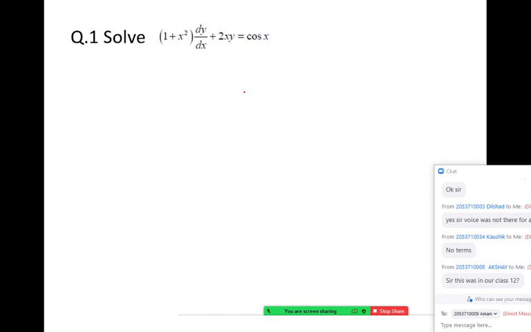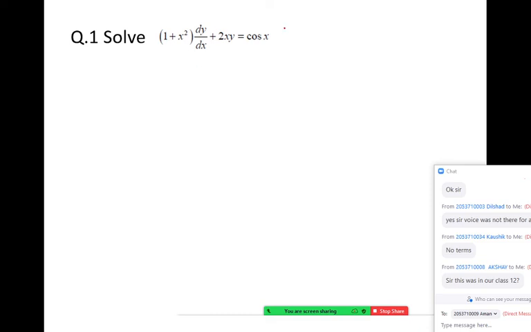Let me do one example on this linear equation today, and we'll close this chapter. Because it's a 2 marks question, I will take one question of this type and one question of reducible, and we'll stop here.